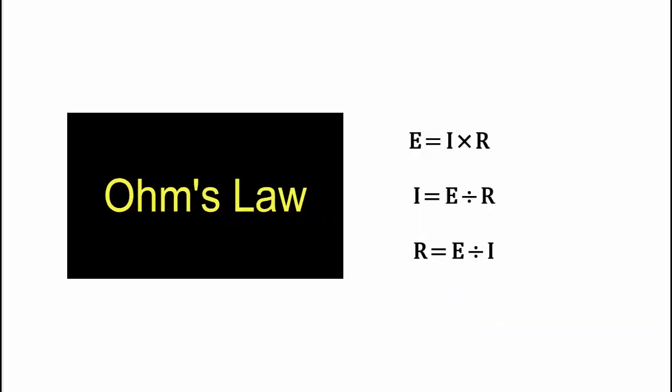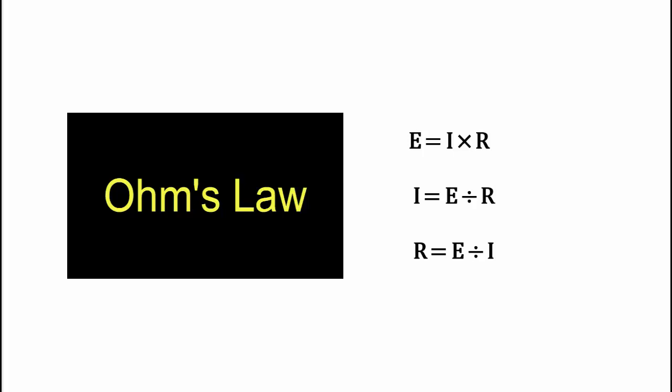Ohm's law is just three simple formulas, and it's really just one formula written three different ways depending on which one you're trying to solve for. In a circuit where we have voltage, current, and resistance, if we know two of the components of the circuit, voltage and current, or voltage and resistance, or resistance and current, we can calculate the third one. Ohm's law gives us that relationship.